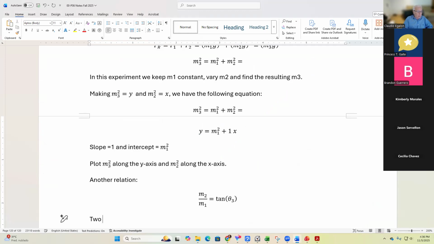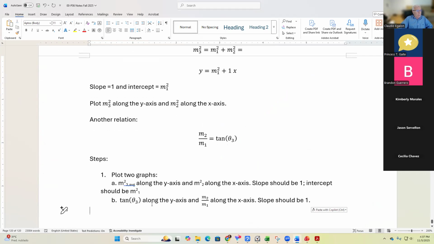Two plots, two graphs. Let's see. Plot two graphs. M3 average square along the y-axis, M2 square along the x-axis. Slope should be 1, intercept should be M1 square. Tangent of theta 3 along the y-axis, M2 over M1 along the x-axis. Slope should be 1 as well.